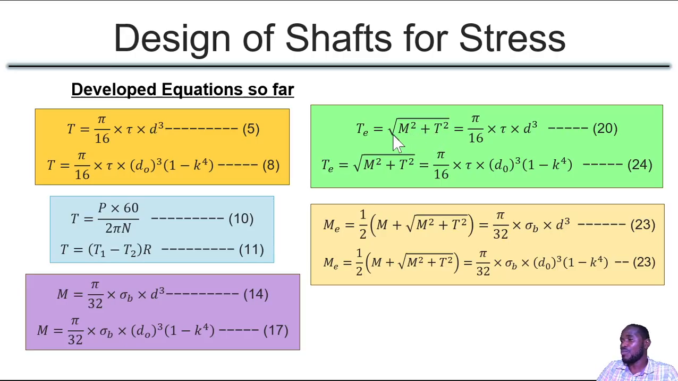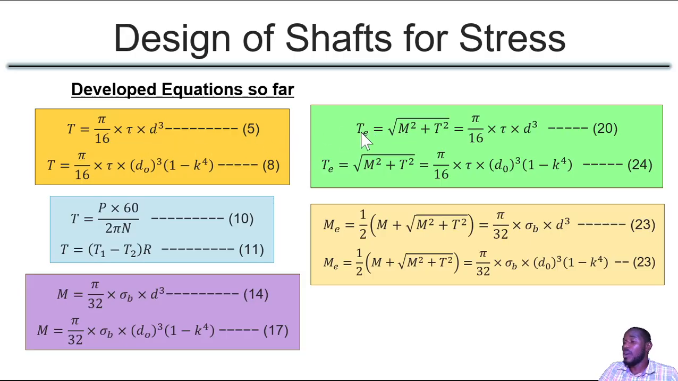So we had this equation 20, that said the equivalent torque transmitted in the shaft is given by the square root of the sum of the squares of the maximum bending moment occurring in the shaft and the torque to be transmitted. And then that equates to that, which is very similar to the right-hand side of equation 5.